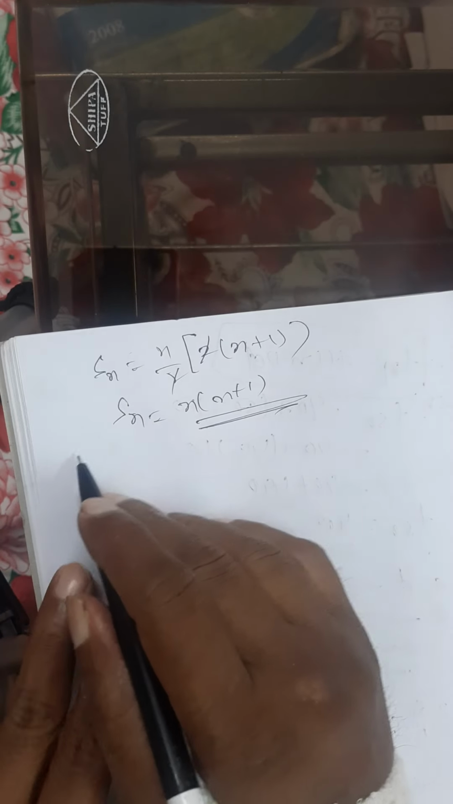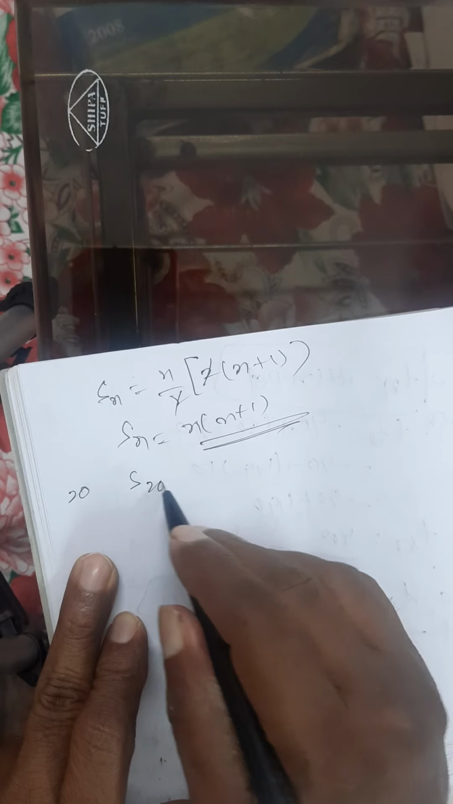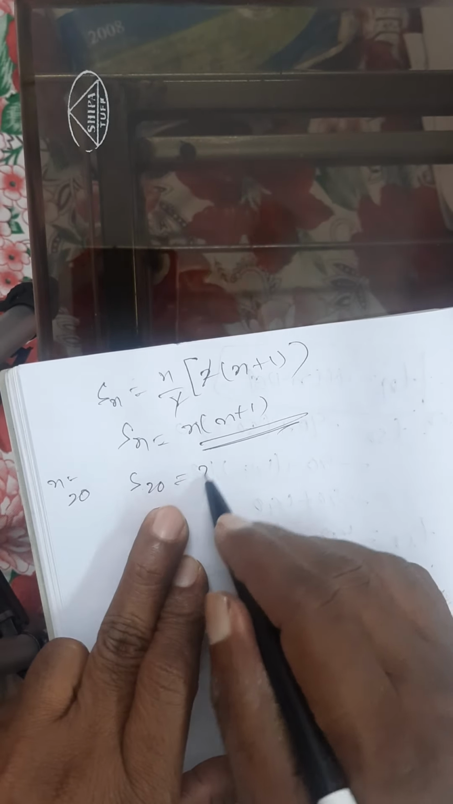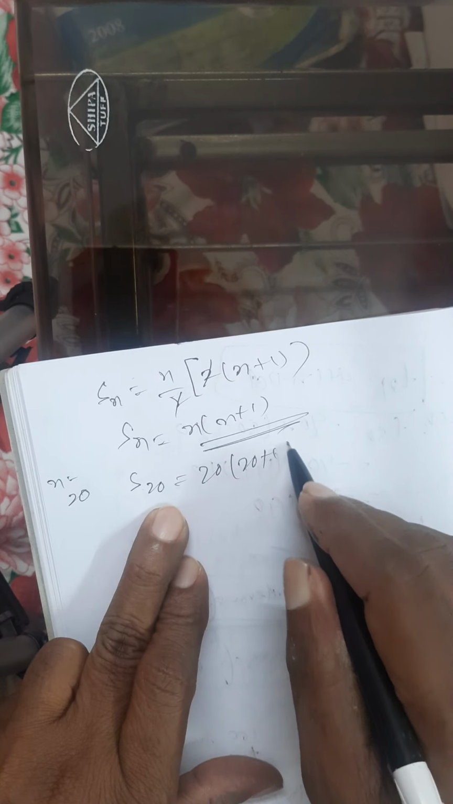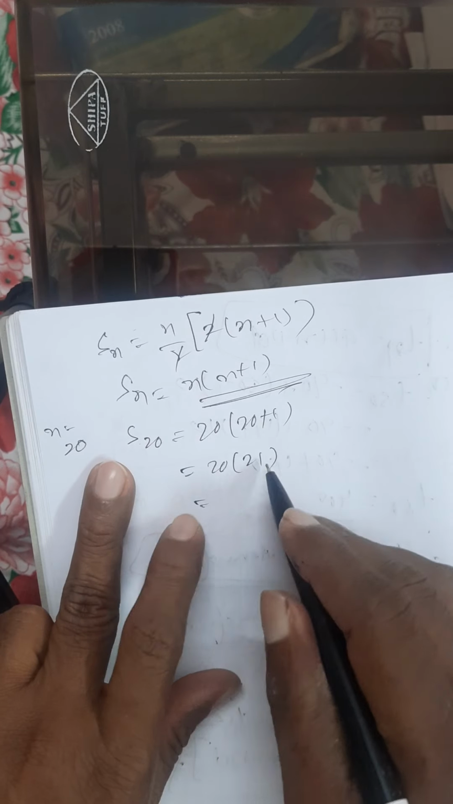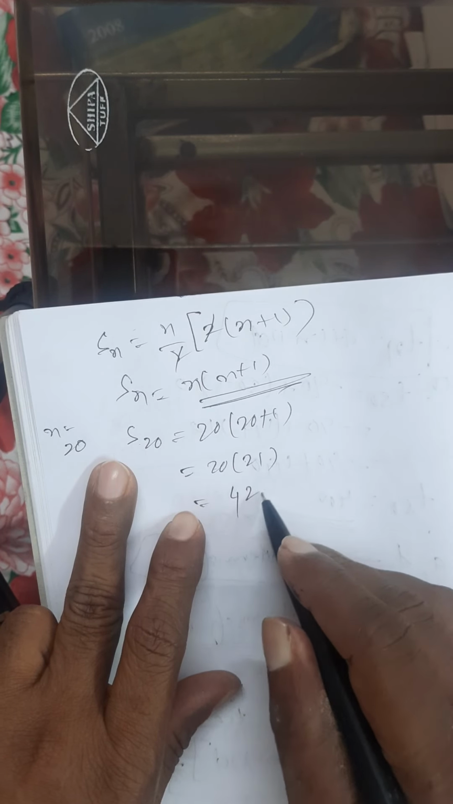Suppose we want the sum of the first 20 terms. You write the sum to 20 terms with n equal to 20, so it is 20 times (20 plus 1), which is nothing but 20 into 21. 2 ones are 2, 2 twos are 4, and the 0 stays as it is.